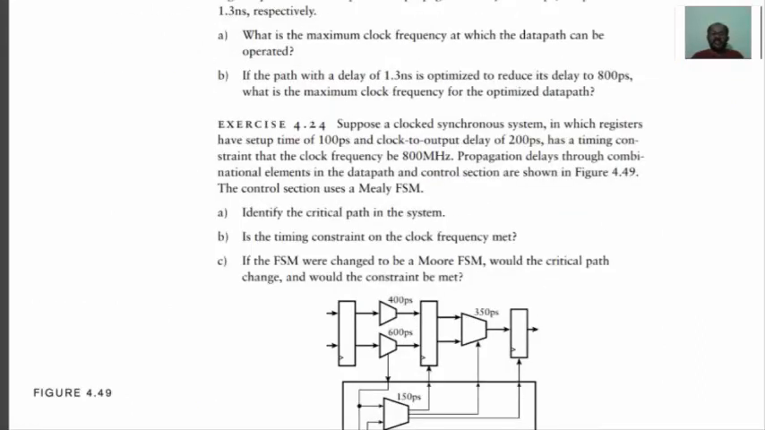So friends, in this video I have discussed combinational basics and sequential basics. In the next video, let us talk about memories.